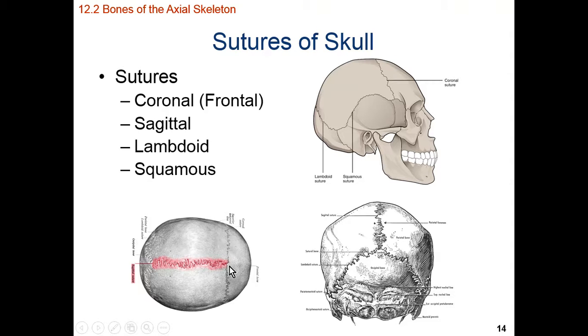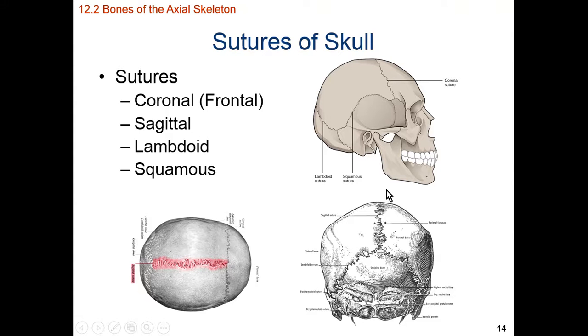We have one suture that's going to be on the frontal plane or coronal plane. I'm wiggling my mouse over it right here and also right here. That is the coronal or frontal suture. There's another suture that will connect, that squiggles back and forth on the lateral margins of the head. That is known as the squamous suture. There's a suture that goes right down the mid-sagittal plane of the skull that connects the two parietal bones. That is the sagittal suture, highlighted pink right here.